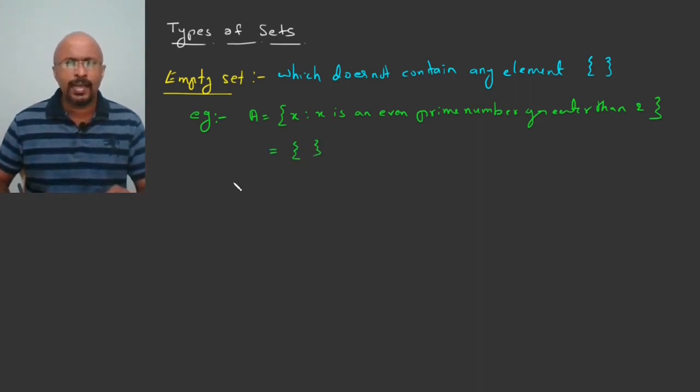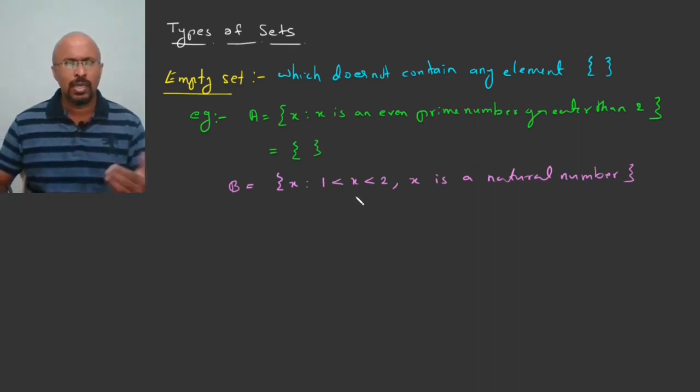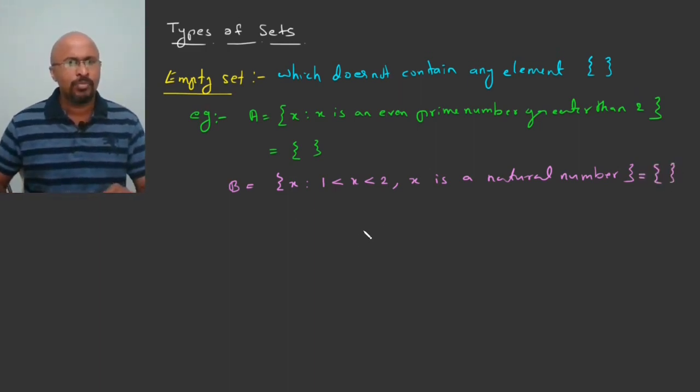Can you say another example? I can say another example here. It is the set of all x such that 1 is less than x less than 2 and x is a natural number. We know natural numbers are whole numbers greater than 0. So, what are the whole numbers between 1 and 2? There are no whole numbers between 1 and 2. So, this is also an example of an empty set.